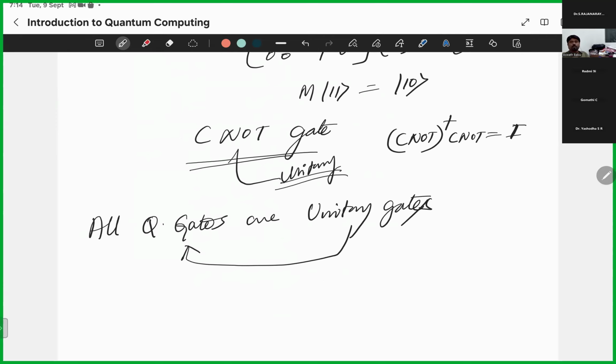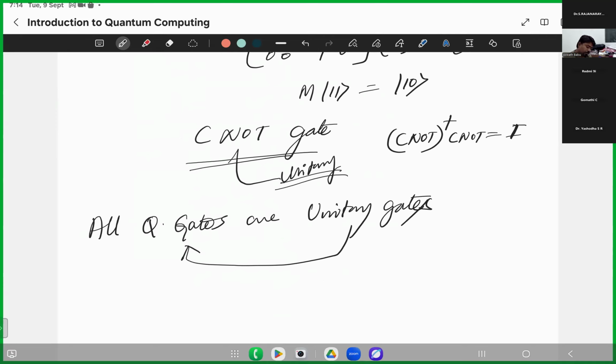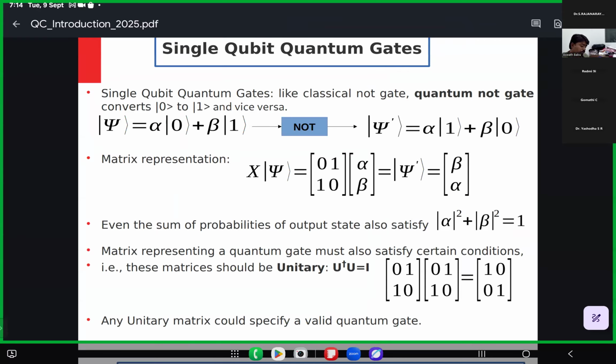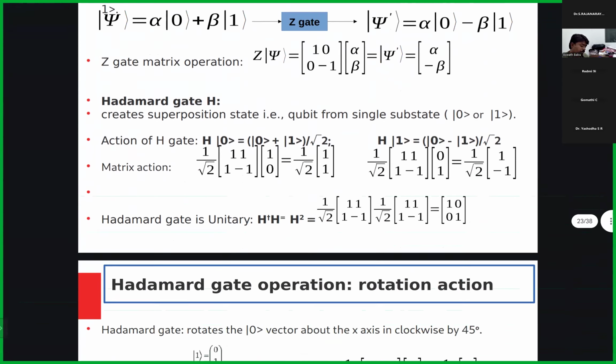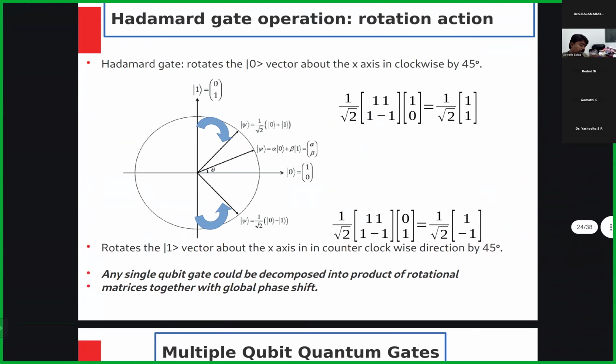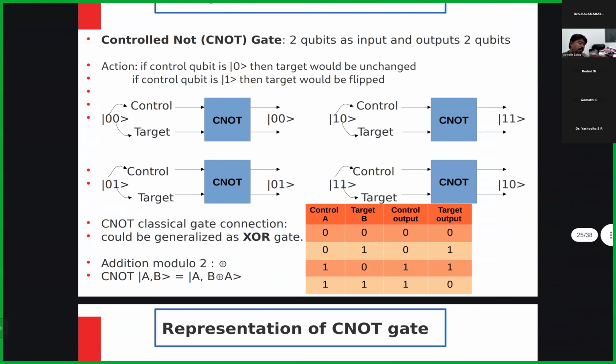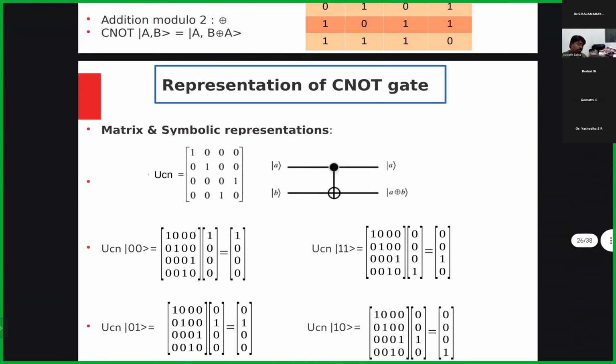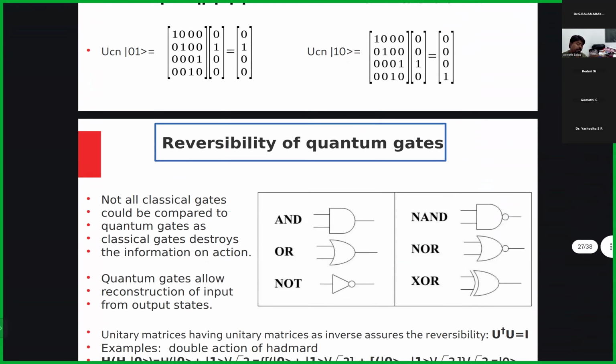We have another 15 minutes. We could quickly try to go through a few more things. Every gate is just like a rotation. In fact, the C naught gate is just like an exclusive OR gate. It's like an addition modulo gate.